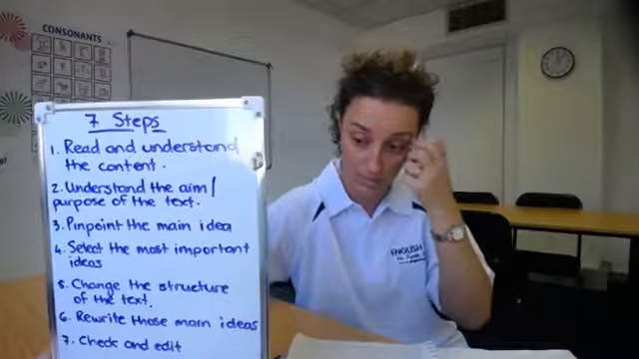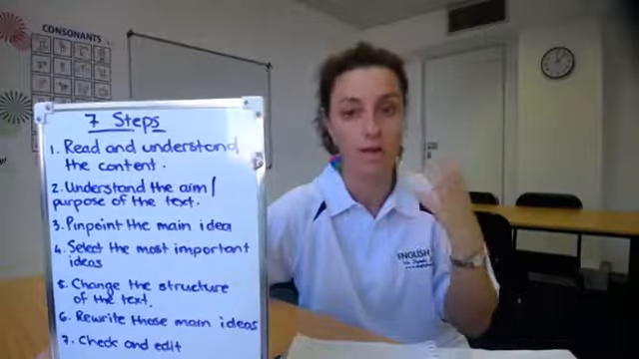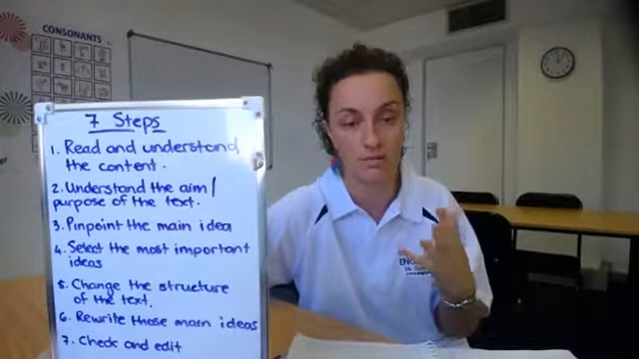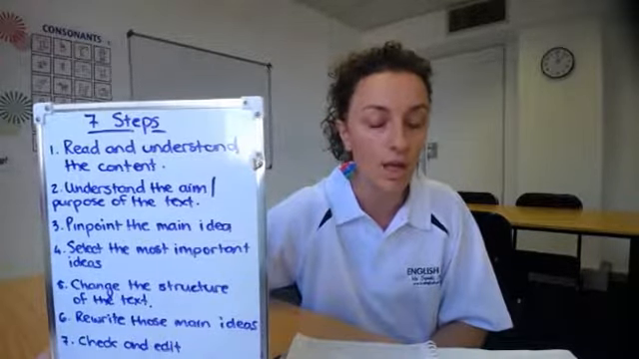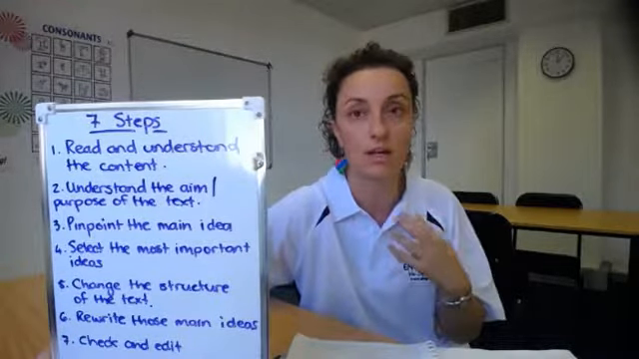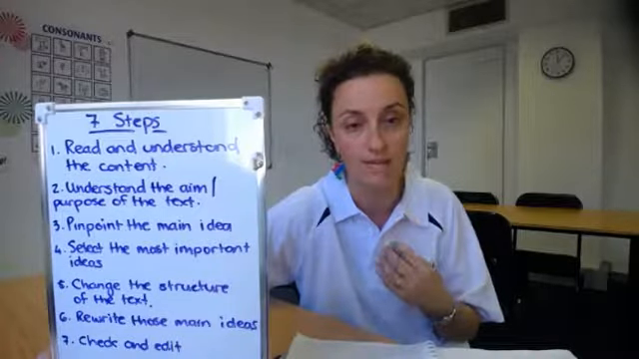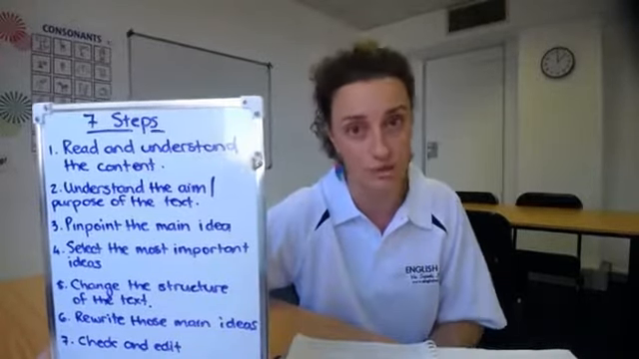And that is important because the summary needs to have a variety. It needs to show a variety of vocab. Once you've decided how you're going to change the structure of the text, you're then going to rewrite those main ideas.